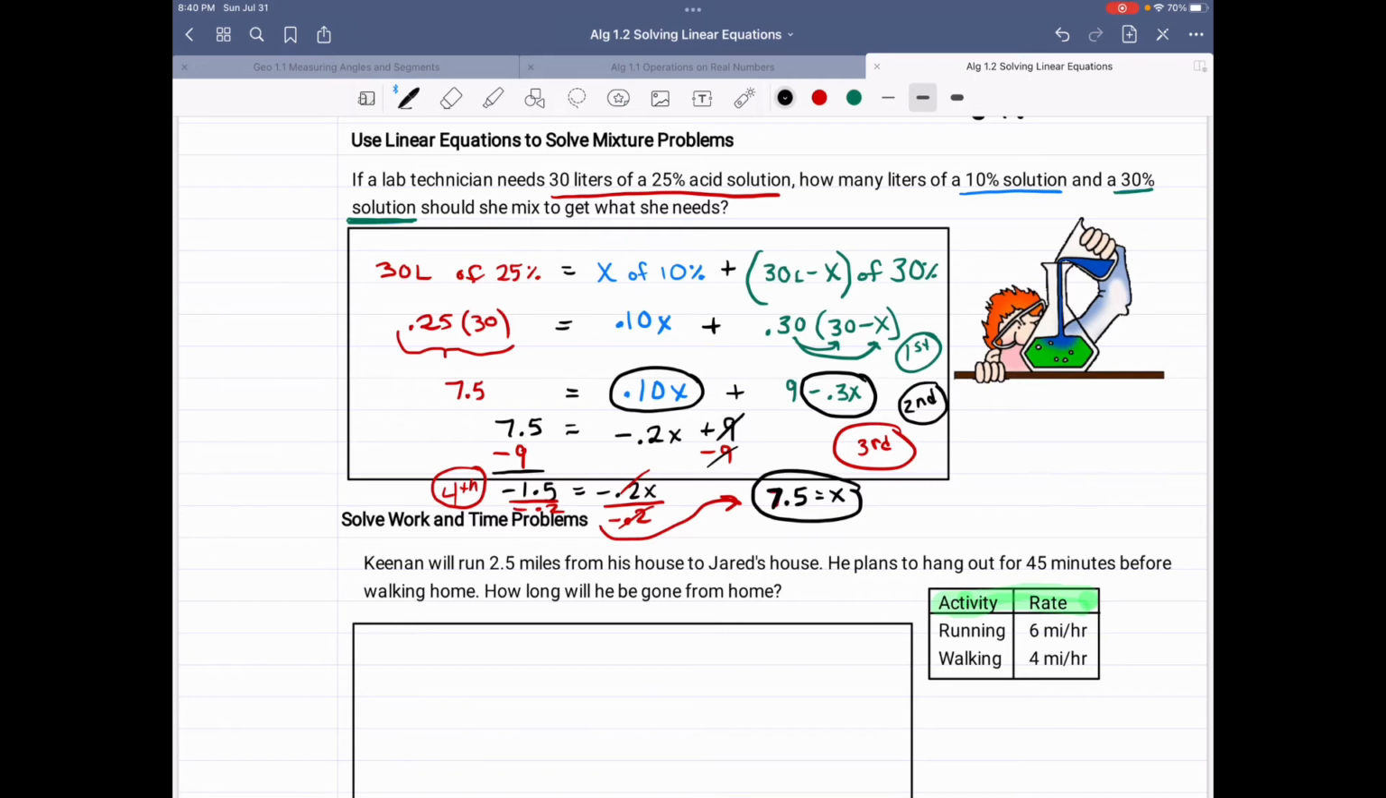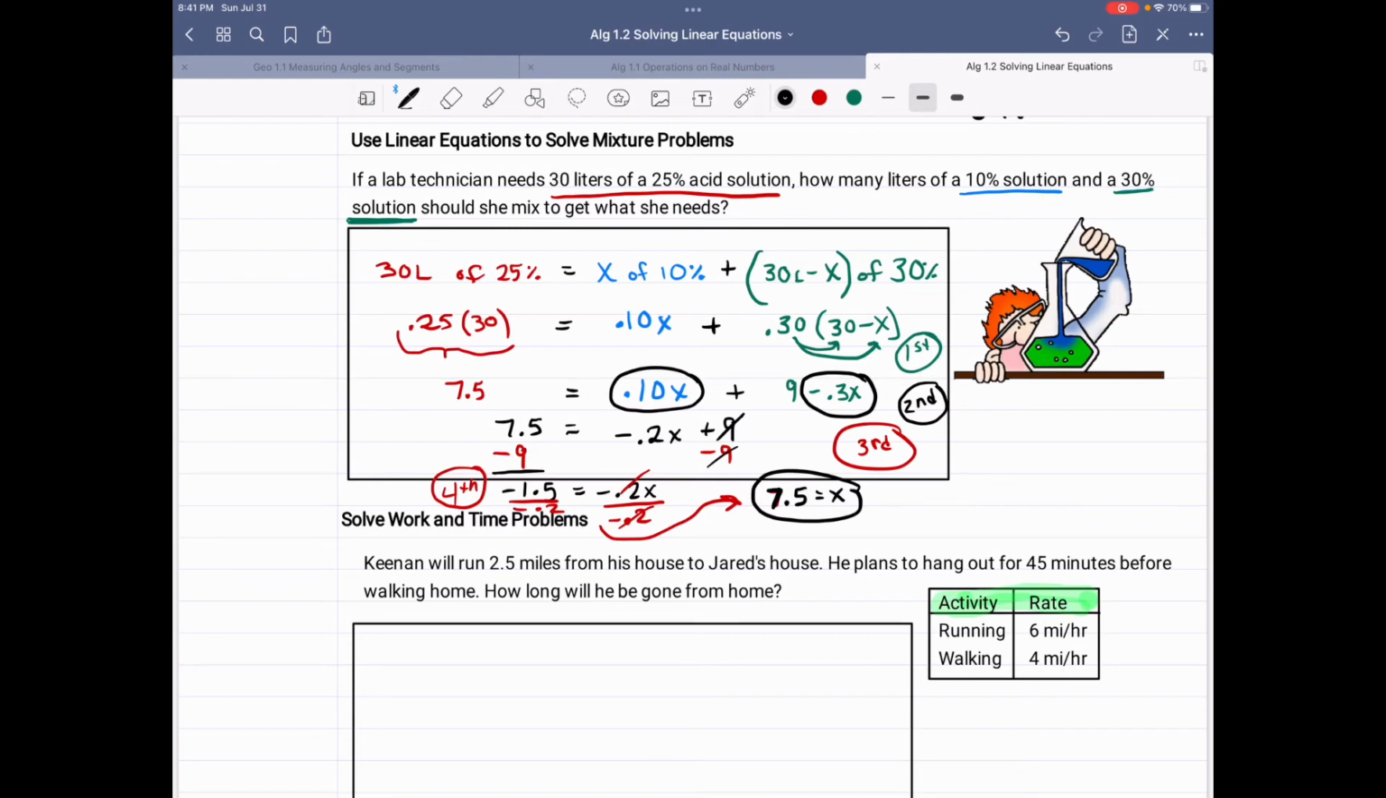We have to take that x and plug it back into our problem. So what does that mean? 7.5 is equal to x, and that represents the number of liters of the 10% solution. So x of the 10% solution.